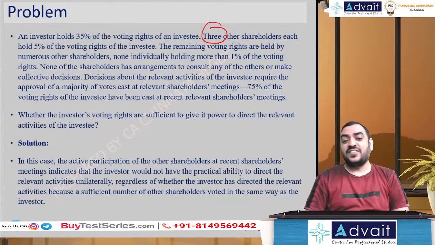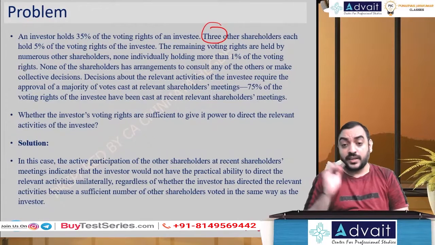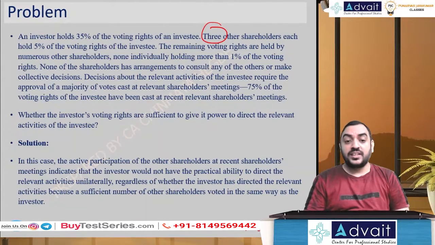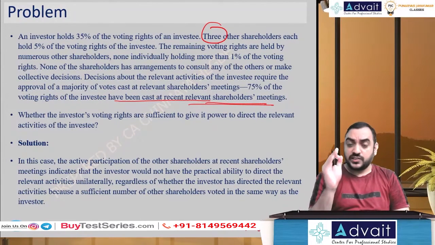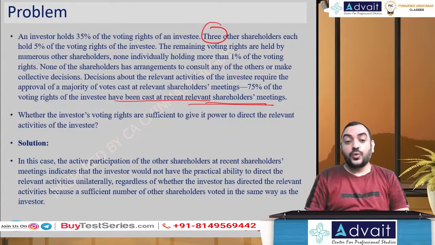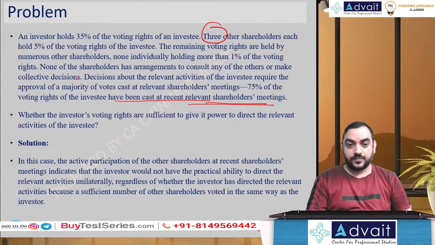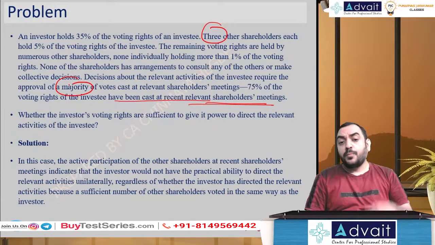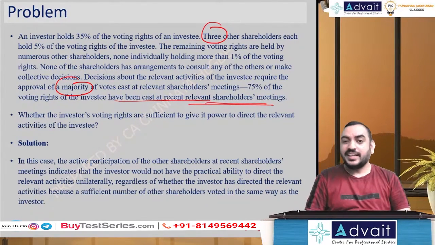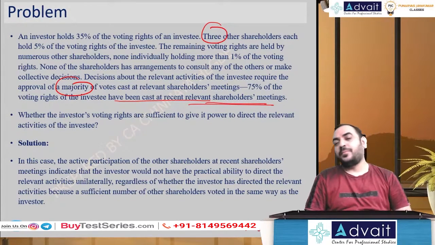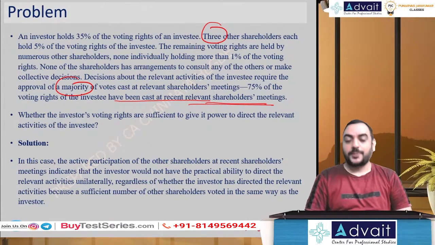Decisions about the relevant activities of the investee require the approval of a majority of the votes cast at relevant meetings. 75% of the voting rights of the investee have been cast at the relevant shareholders meetings. So to make the decisions, you need to have a majority. But looking at the history, all 100% of the people are not voting. In a democracy also, all 100% of the people don't vote.